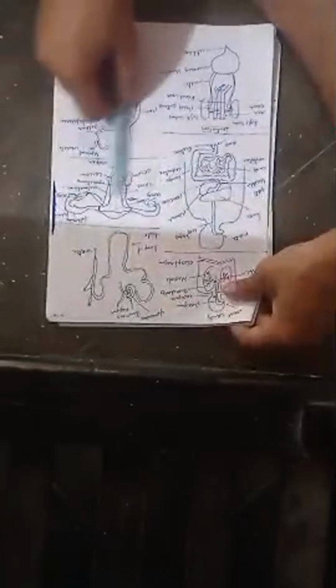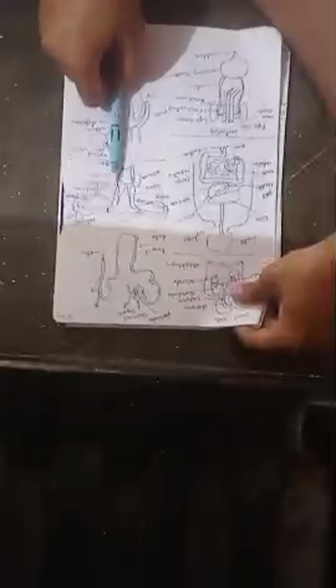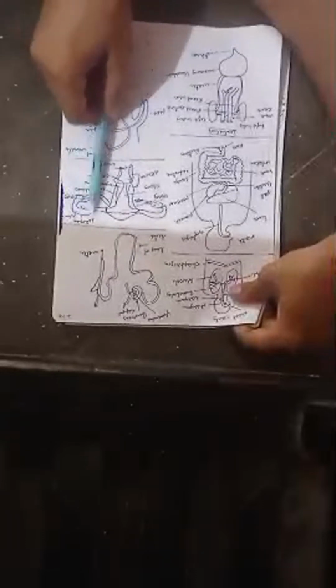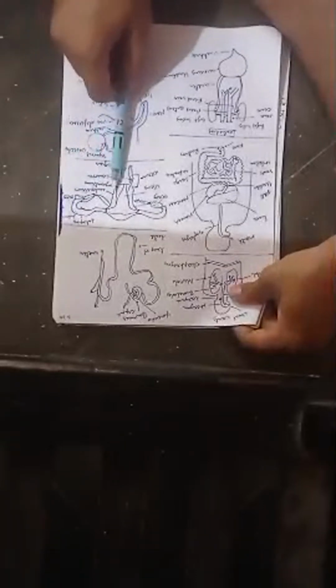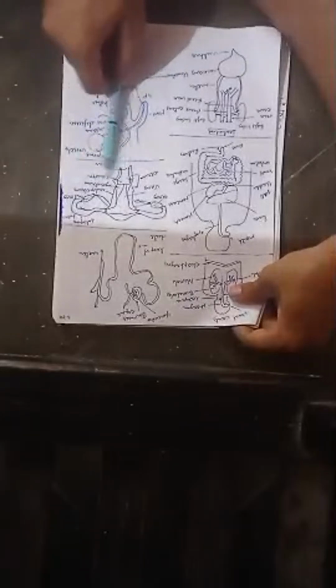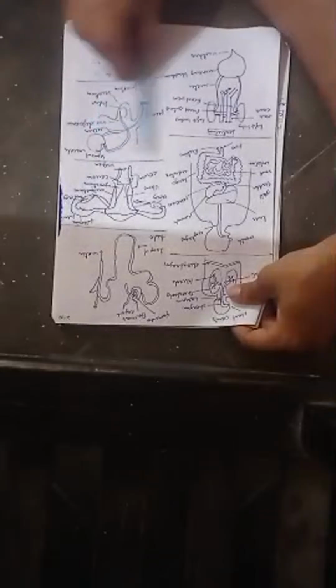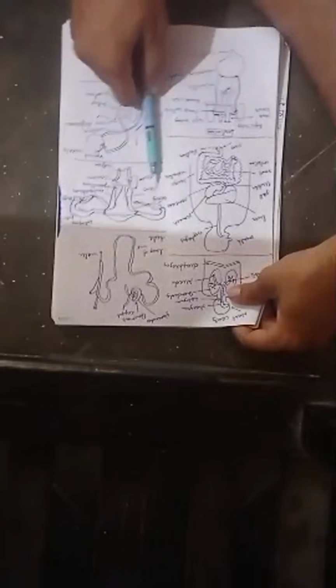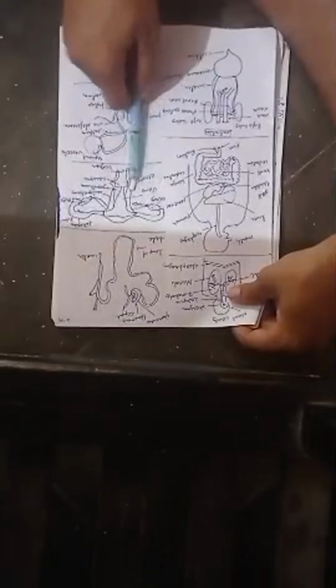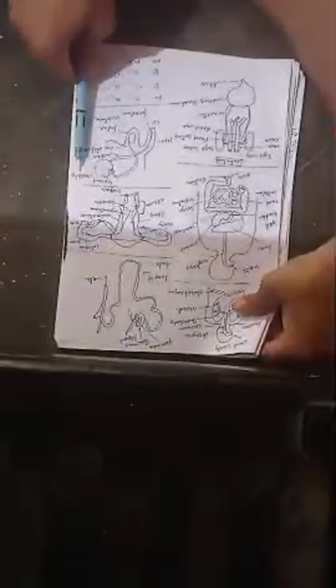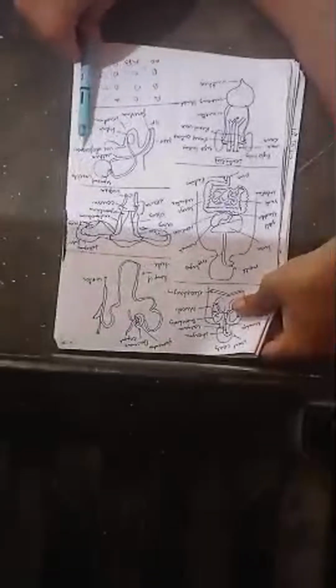This is the female reproductive system. So, fallopian tube, ovary, myometrium, and cervix, and vagina, and uterus, and ovary. Then is male. So, seminal vesicle, urethra, vas deferens, and testes, and scrotum, and tip, penis, and foreskin.